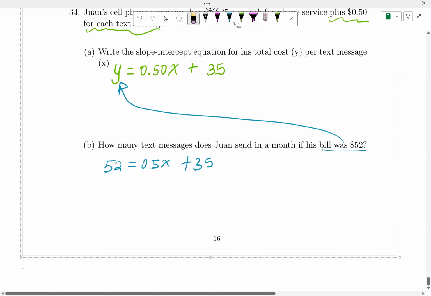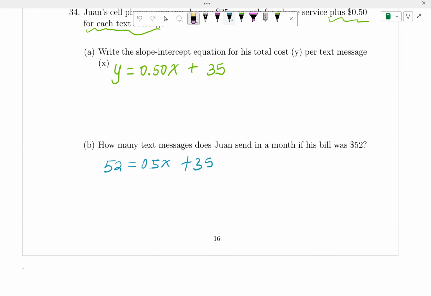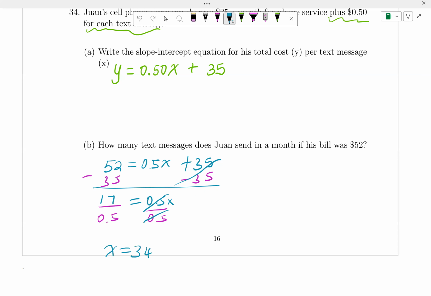So using your algebra skills, you're going to begin by subtracting 35 from both sides. Those cancel, and this becomes 17 equals 0.5x. So you want to solve for x. The next step is divide by 0.5 on both sides to free up that x. And on this right side, these are going to cancel. So we end up having x equals 34 text messages.